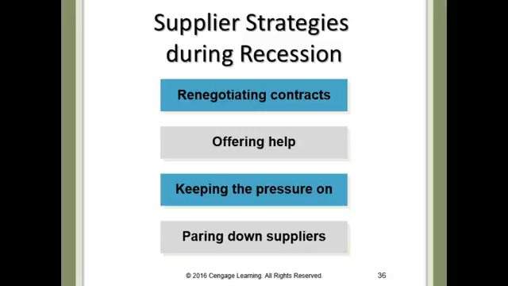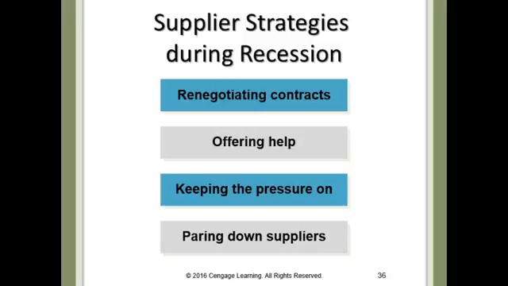They could renegotiate their contracts, which in essence is a way of demanding lower prices, or they could rebid their contracts out and try to get different suppliers. Offering help just simply means that they are willing to help suppliers with reorganization to help increase their productivity.